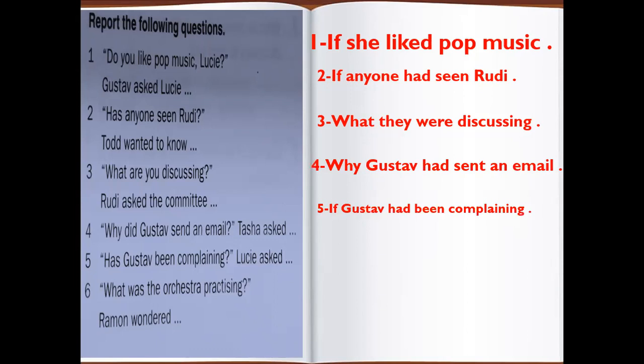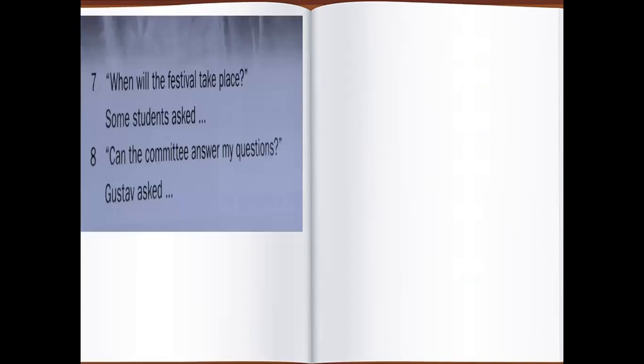"What was the orchestra practicing?" Ramon wondered. What? The first step, the orchestra, the subject, had been practicing. Again, what the orchestra had been practicing. Where did we get had been with ing, ninth graders? Was and were with ing, we change them into had been with ing. 7. "When will the festival take place?" Some students asked. Excellent. When the festival or it would take place.